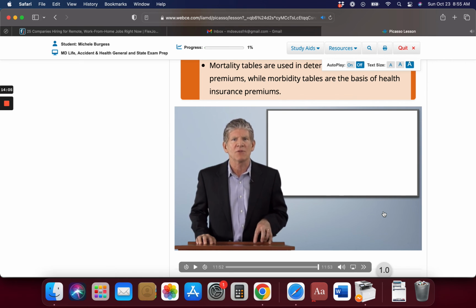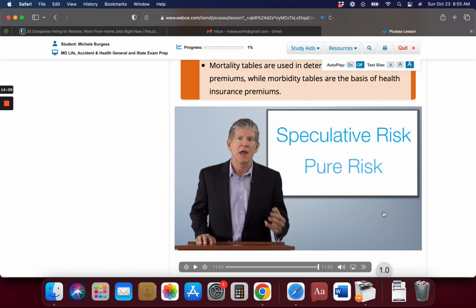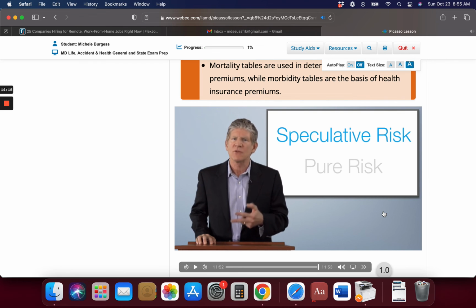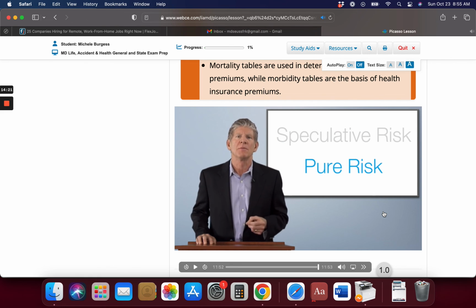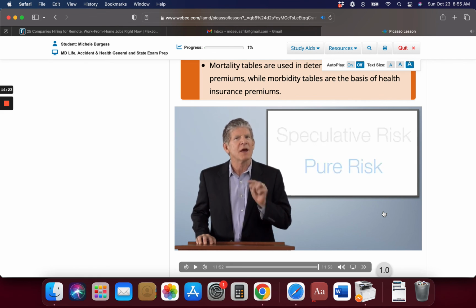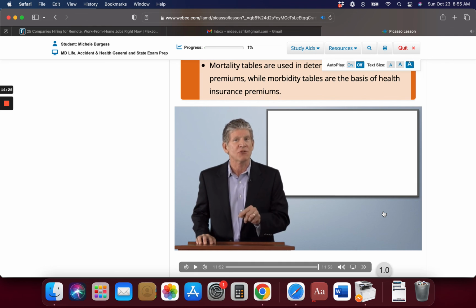This lesson explains that there are generally two types of risk, speculative and pure. Speculative risk, which involves both the chance of gain as well as loss, is not insurable. Only pure risk, the chance of loss only, is insurable. But understand that not all pure risks are insurable. To be insurable, a pure risk must meet several conditions which are explained in the lesson.